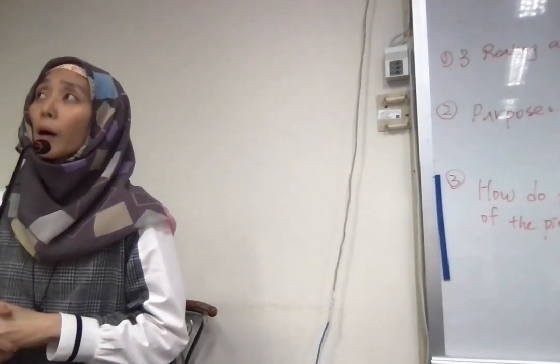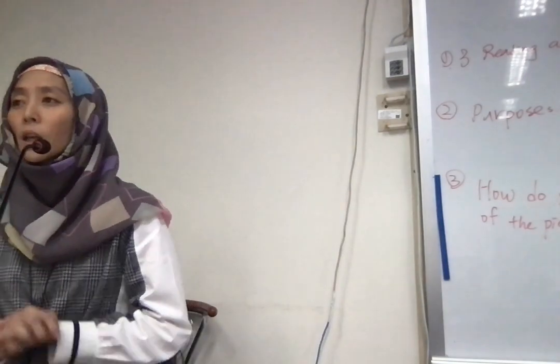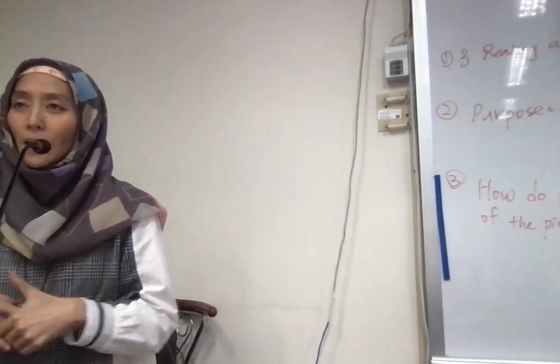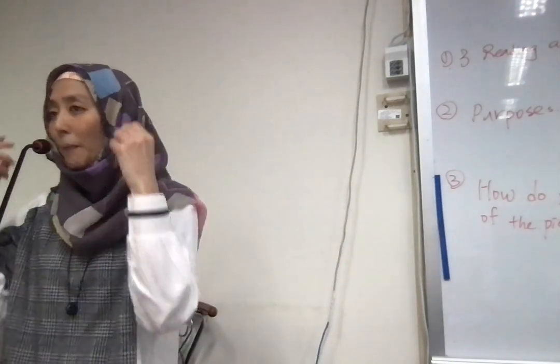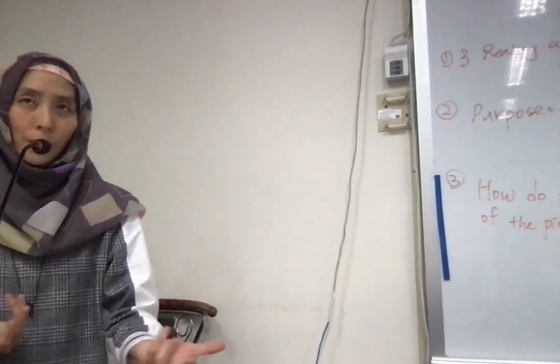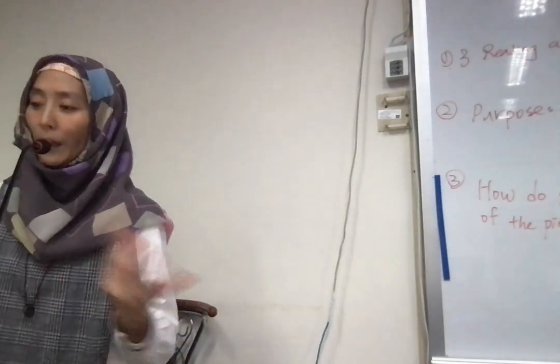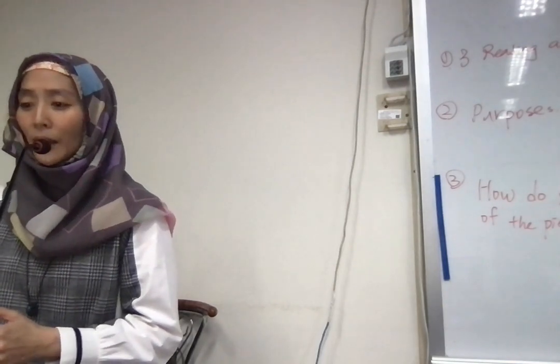For example, maybe there is a festival in a certain country. It's not happening in Taiwan, but you know it's happening in that country. So you have to use that background knowledge to help you understand why people celebrate, for example, this type of festival. All right. So for example, here are some examples.